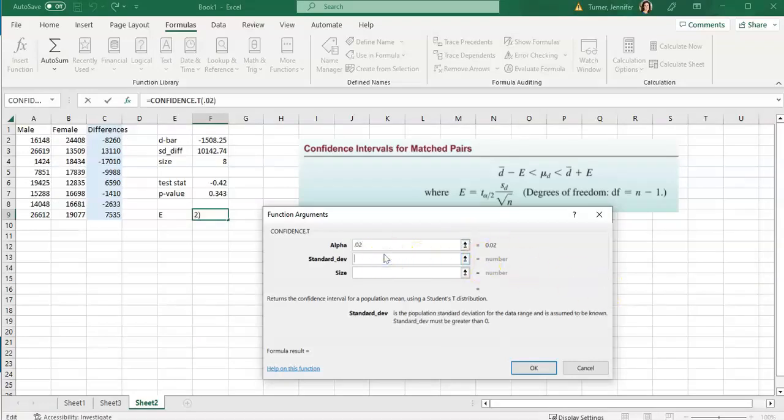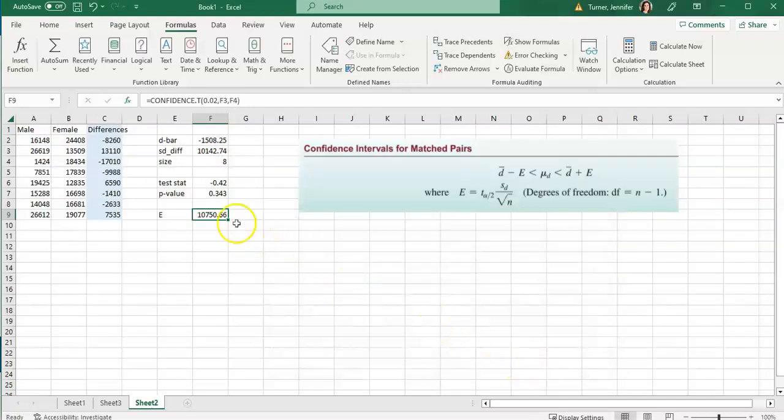The standard deviation we already had, that was right here, so we can just click on that cell and the program will pull in the value in that cell. And the size was the size of the sample, which we also already had. We can click on the size right here. So we say enter or OK. So this is our margin of error.